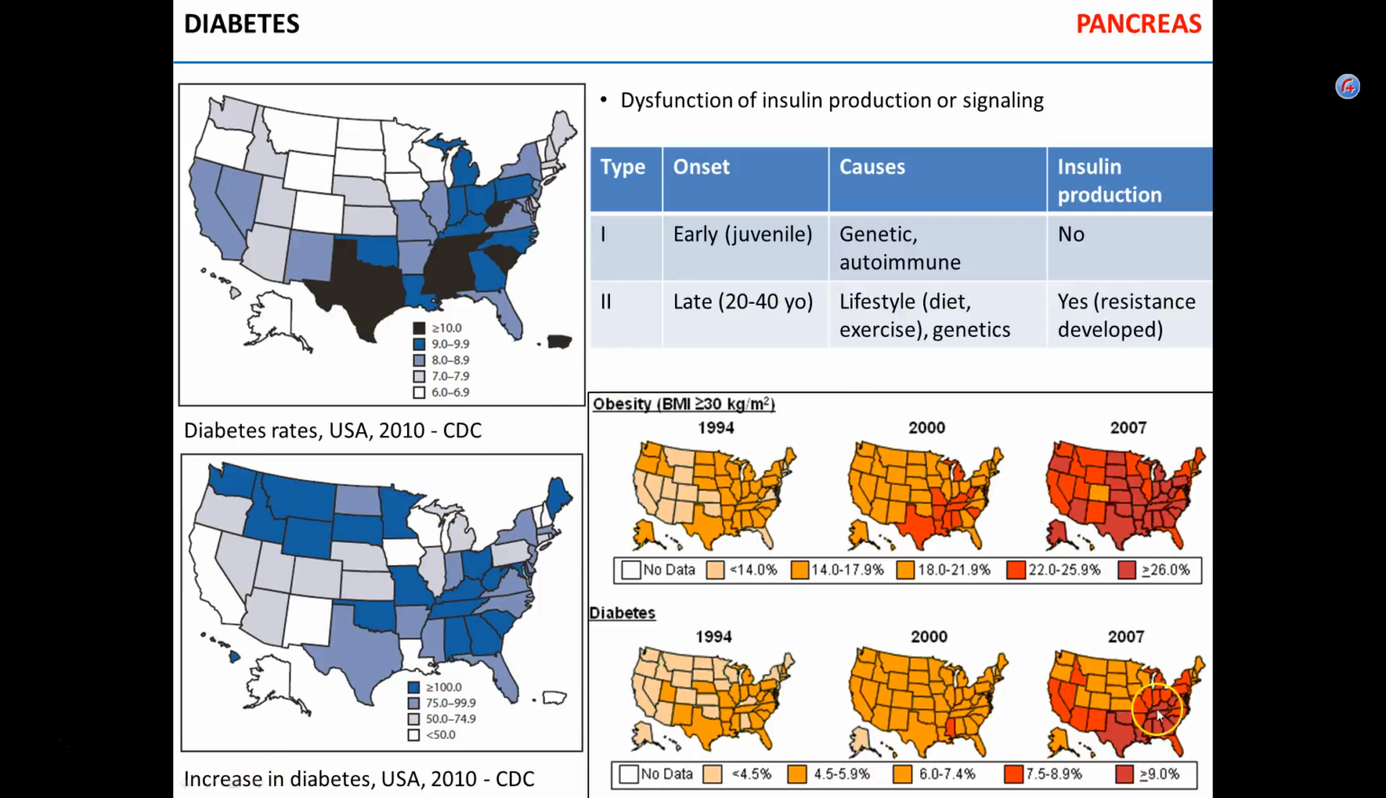And this is your BMI, the obesity rates. So this is the obesity, this is diabetes. You can definitely say that rates of obesity correlate with the rates of diabetes. That was the best map I could find.